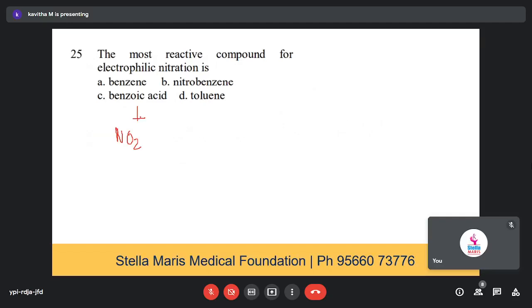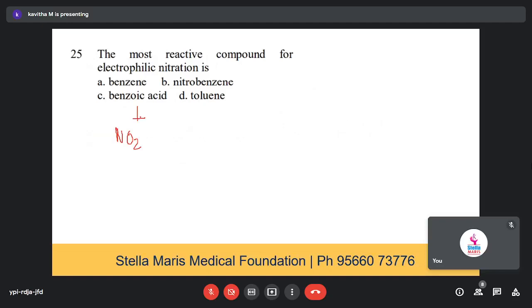The next is benzene. The third one is benzoic acid. If they ask for the order also, you can write it. First is toluene, the next is benzene, the third is benzoic acid, and the fourth is nitrobenzene. This is the order.